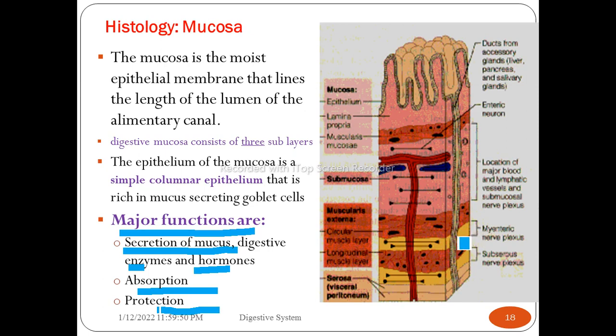Mesenteric nerve plexus is found on the muscle, and submucosal nerve plexus is found on the submucosa. So this one is an enteric neuron.